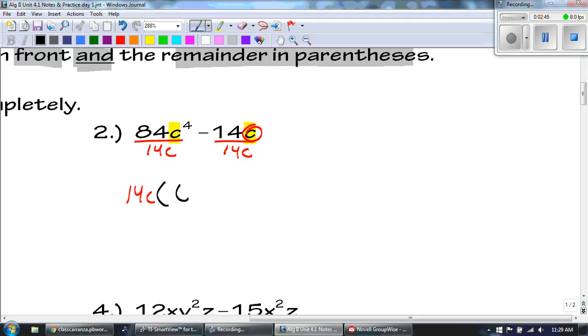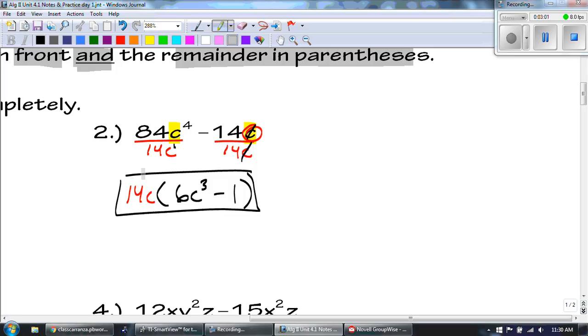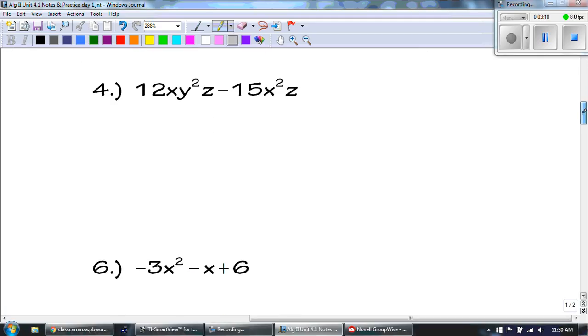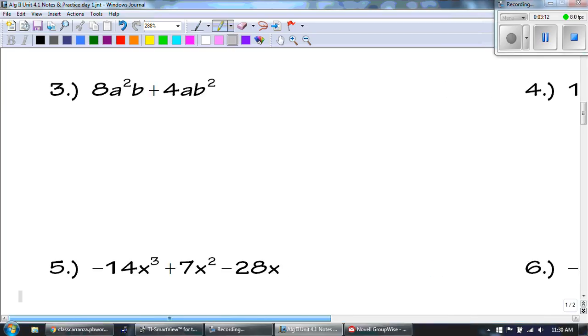84 divided by 14 is 6. C to the fourth divided by C to the first, we subtract those. And then 14 divided by 14 is 1, and the C and the C cancel. So my final answer is 14C times (6C cubed minus 1). The GCF is out front, and the remainder is in parentheses.